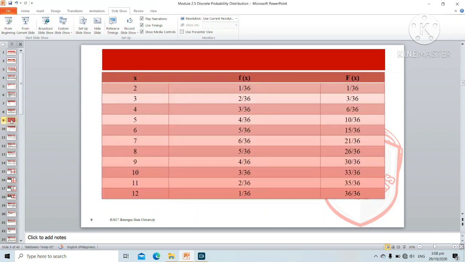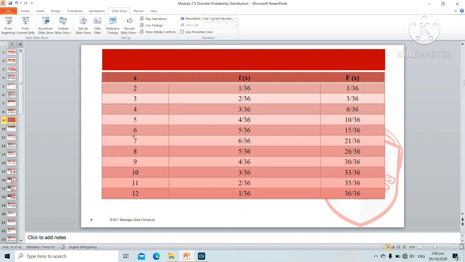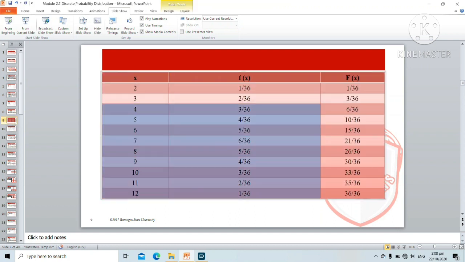Greater than or equal, ano ba yung value natin? 4. Greater than or equal to 4. So, kasama yung 4 to 12. So, 3 plus 4, 7 plus 5, 12 plus 6, 18 plus 5, 23 plus 4, 27 plus 3, 30 plus 2, 32 plus 1, 33. So, dapat ang answer natin is 33 over 36.